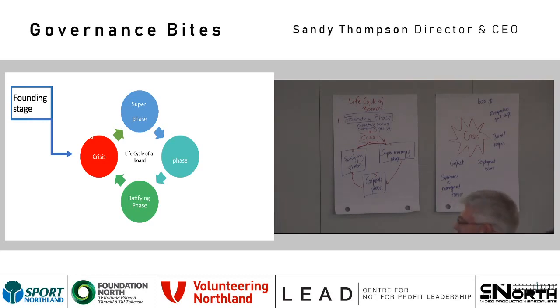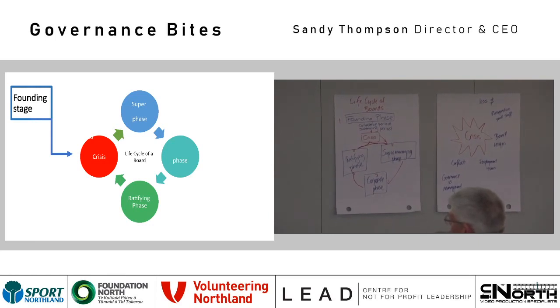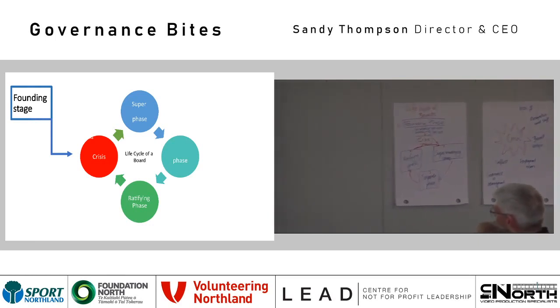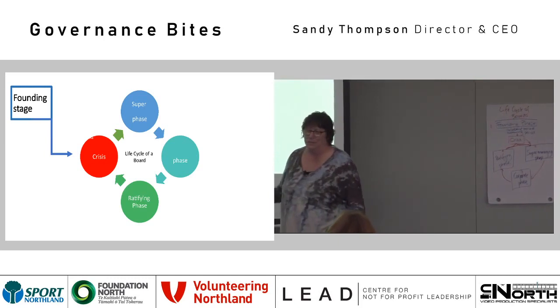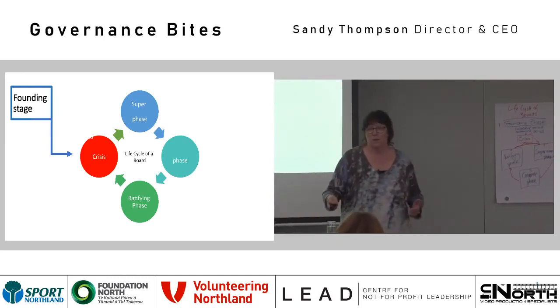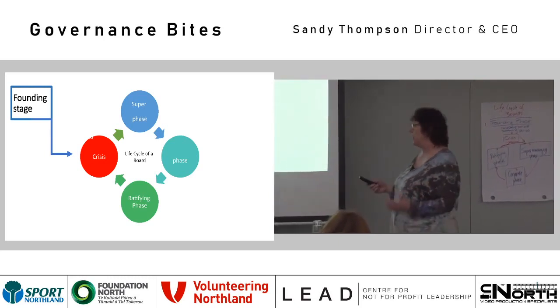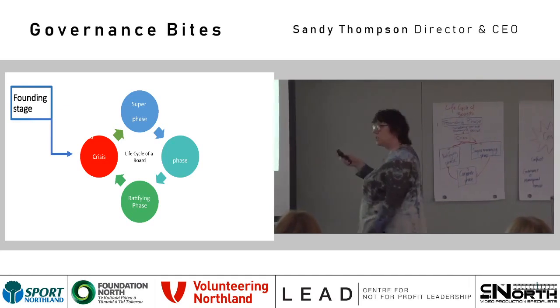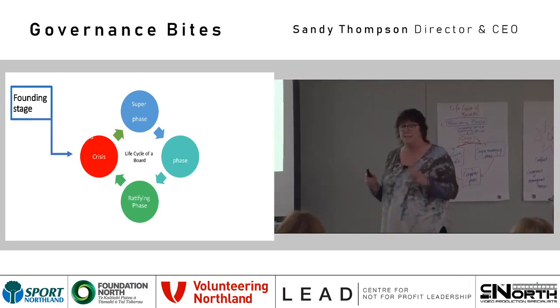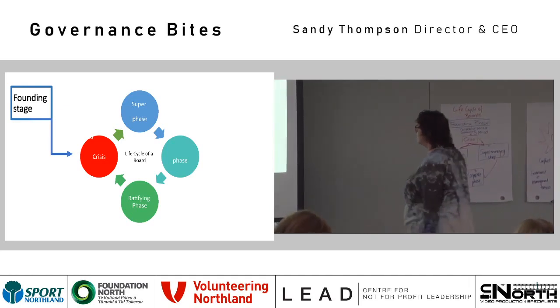So has everybody identified where they are, or where they think they are? Boards can go through this cycle a few times. If you're with an organisation for a while, we just keep turning around this endless cycle. Some organisations this can take a year, other organisations it'll take 100 years. But the theory says that we will all go through these cycles at some time or another in our lives. So we're just going to look at each of these phases and explore them a bit further.